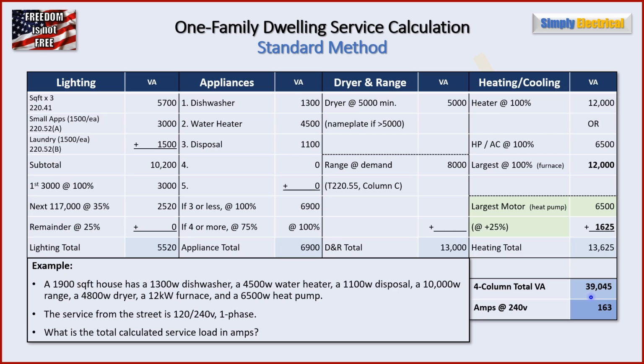Then we got to get amps, right? Because we got to size our service. So we divide by 240 volts, because that is our voltage here, single phase. And we come up with 163 amps, and that is our service size. It's as simple as that. Once we have that number, we can size our conductors, we can size our conduit, our service equipment, and all that. So this is a starting point for figuring out all your equipment sizing.